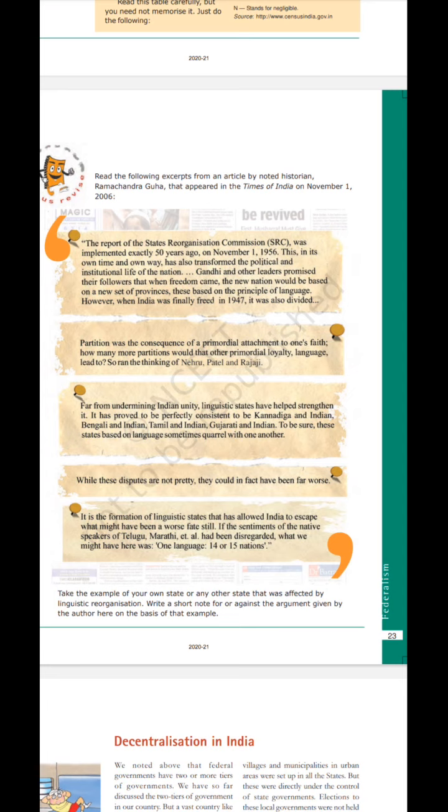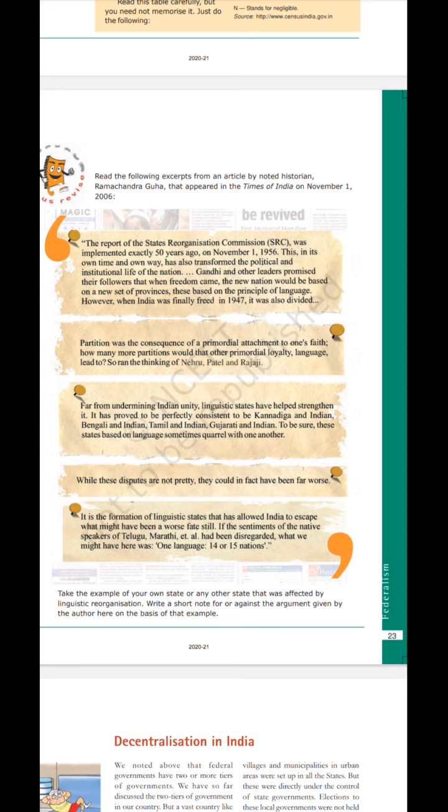It has proved to be perfectly consistent to be Kannadiga and Indian, Bengali and Indian, Tamil and Indian, Gujarati and Indian. To be sure, these states based on language sometimes quarrel with one another. While these disputes are not pretty, they could in fact have been far worse. It is the formation of linguistic states that has allowed India to escape what might have been a worse fate still. If the sentiments of the native speakers of Telugu, Marathi, etc., all had been disregarded, what we might have here was one language, 14 or 15 nations.